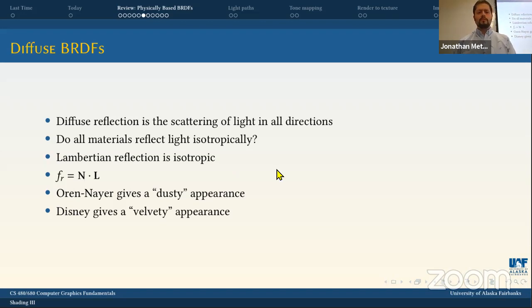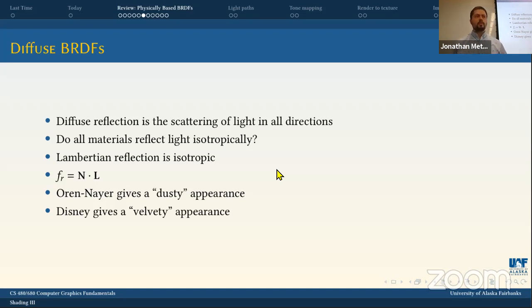So, do all materials reflect light isotropically? Well, we have to understand what isotropic means. And isotropic and anisotropic are kind of opposites. Iso kind of means the same everywhere, right? The same. And anisotropic means it's not the same everywhere. In other words, you could have some directions that reflect more than others.